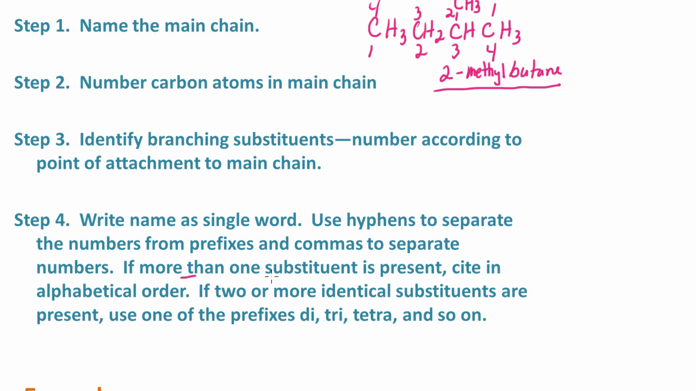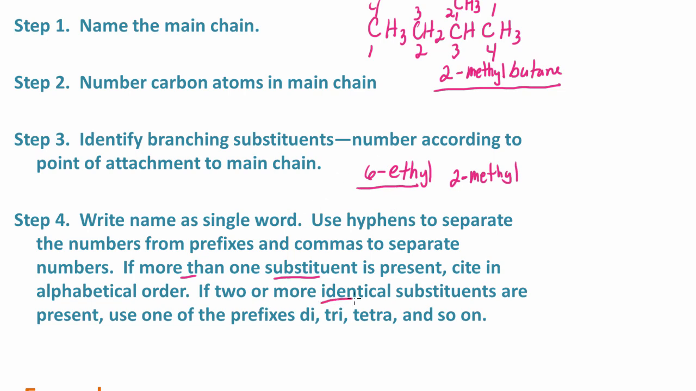If more than one substituent is present, then we need to cite them in alphabetical order. So even if, let's say, we have both an ethyl and a methyl group, okay, and let's say the ethyl is on carbon 6 and the methyl is on carbon 2. Ethyl has alphabetical priority, so this would come first in the name.